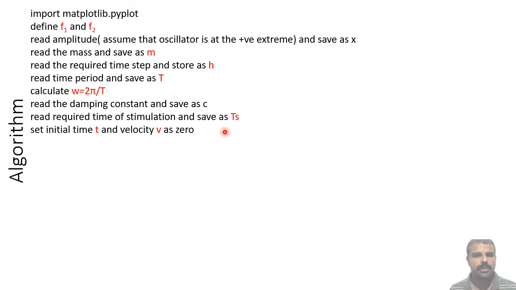In the next step we have to initialize everything. So we assume that at the beginning, that is at t is equal to 0, the body is at extreme, so the velocity is also 0. So we set t and v as 0.